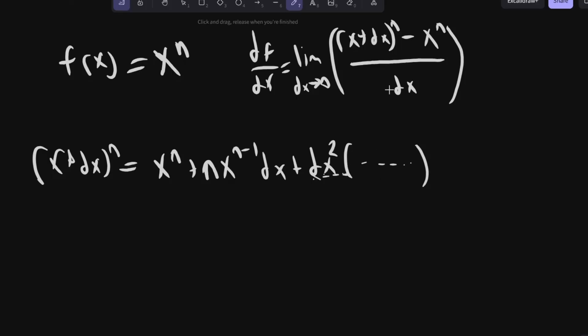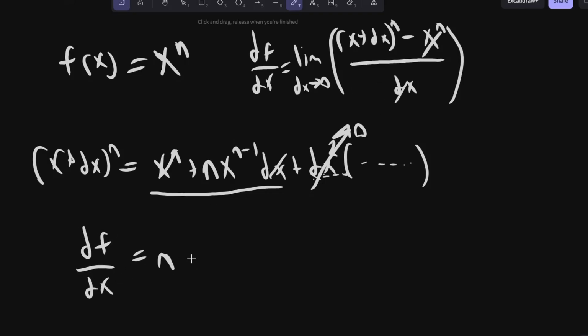So these dx squared terms, we know after we divide by dx and take the limit, they're going to go away. So all we're left with is these first two terms. This one cancels with this one. So we're just left with this n x^(n minus 1), which cancels with the dx, to leave us with df dx equals n x^(n minus 1).